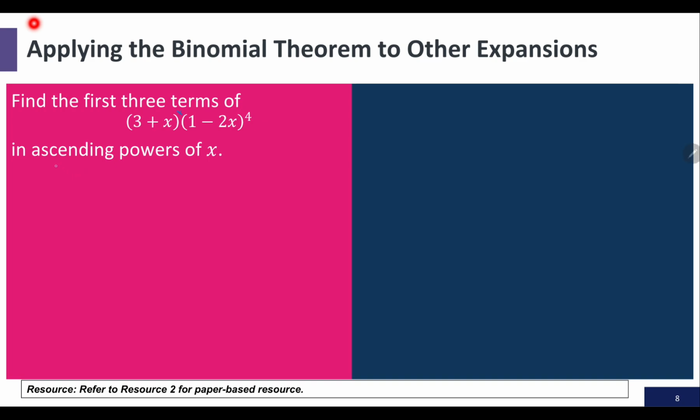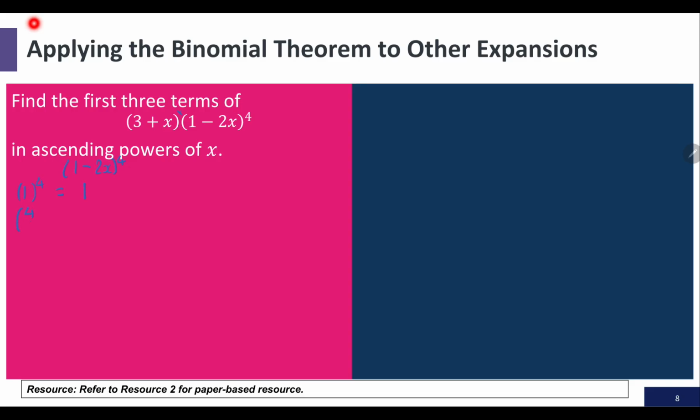So the first thing I'm going to do is find out what 1 minus 2x to the power of 4 looks like. Now we're working in ascending powers of x, which is good because the 2x is the second term here. So the first thing I need to do is raise 1 to the power of 4. Now we only want the first 3 terms, which is great. I can do that now. 1 to the power of 4 is just 1.